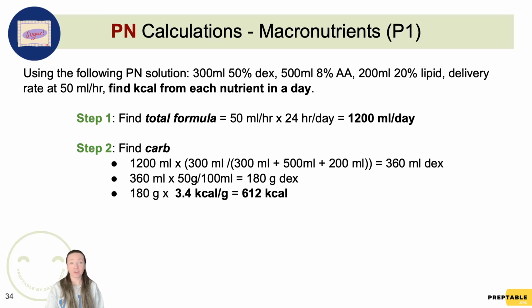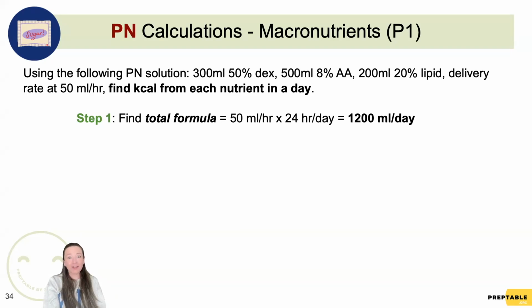These 300, 500, and 200 ml do not add up to the total PN volume provided in a day. So do not make the mistake of simply adding these up to find the total volume. The total PN volume can be higher or lower depending on the feeding rate. So the first step is going to be to determine the total volume of the PN solution delivered in a day. What we'll do here is we'll multiply the delivery rate by the number of hours in a day. So 50 mil per hour multiplied by 24 hours per day gives us a total of 1,200 mil per day.